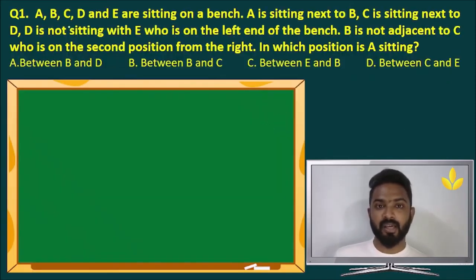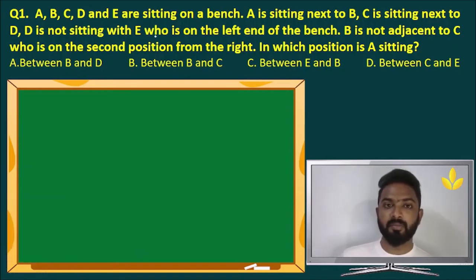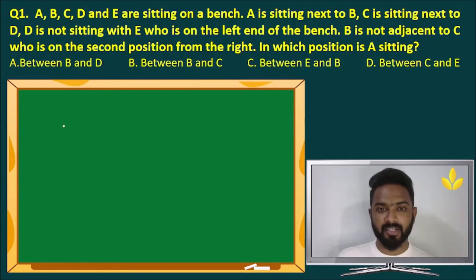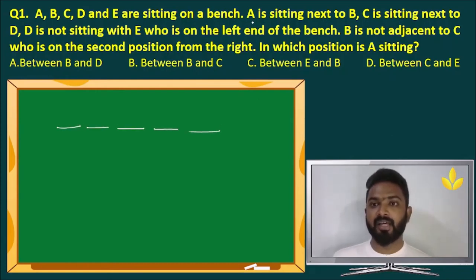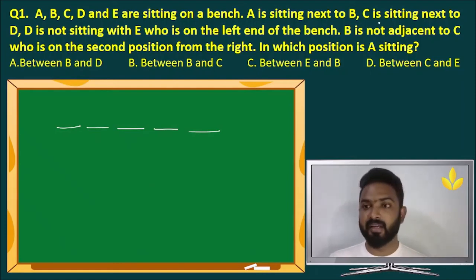Question number 1. A, B, C, D and E are sitting on a bench. A is sitting next to B. So how many people? 5 people. So let's draw 5 dashes. 1, 2, 3, 4, 5. A is sitting next to B. No idea towards the left or right. We'll keep it aside. C is sitting next to D. Again, no idea where. D is not sitting with E, who is on the left end of the bench.